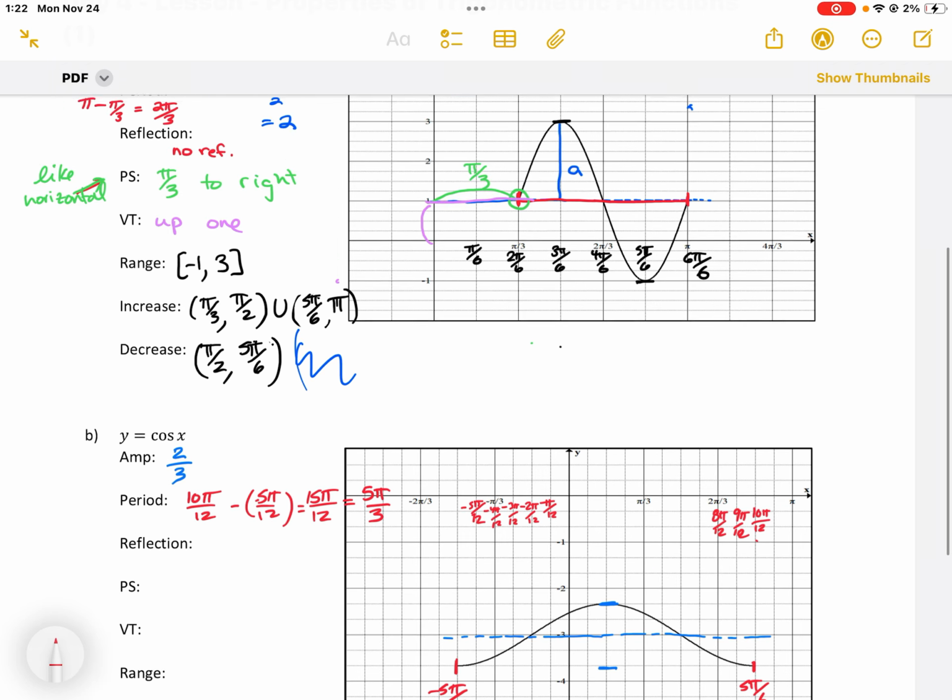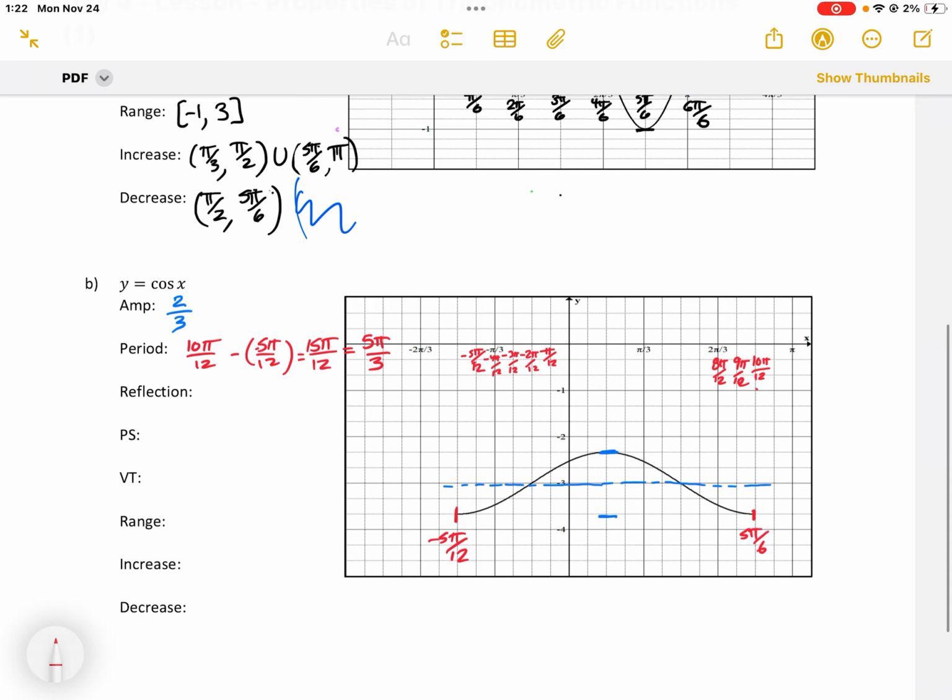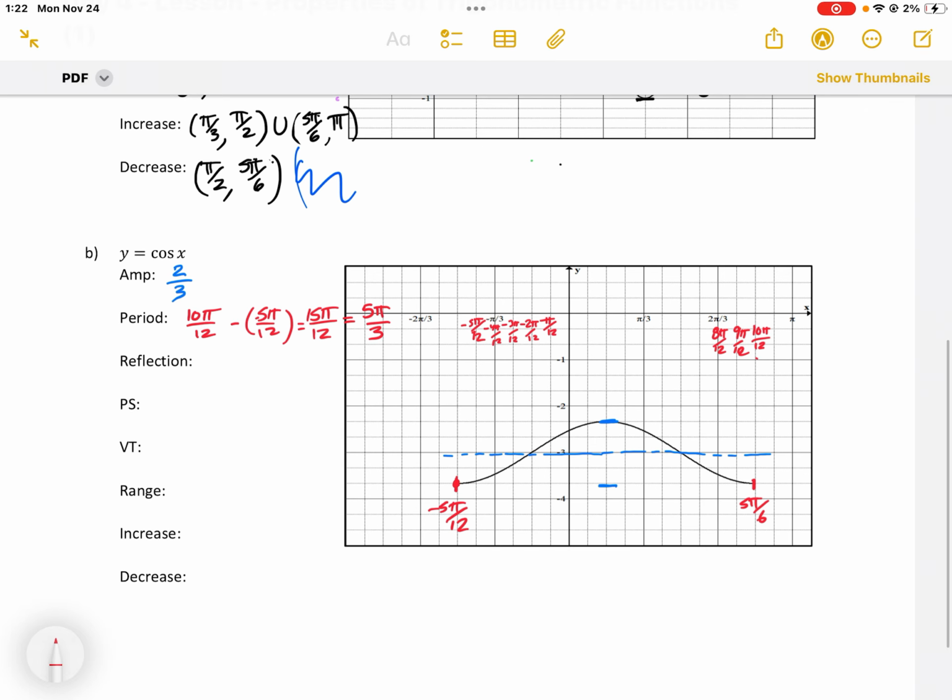When I do the reflection, I'm taking a look at my beginning value, and I'm looking to see if it matches the same pattern that my parent graph does, that cos x does. Normally, cos x starts at a maximum. This one is starting at a minimum. So we would say that yes, there is a reflection.